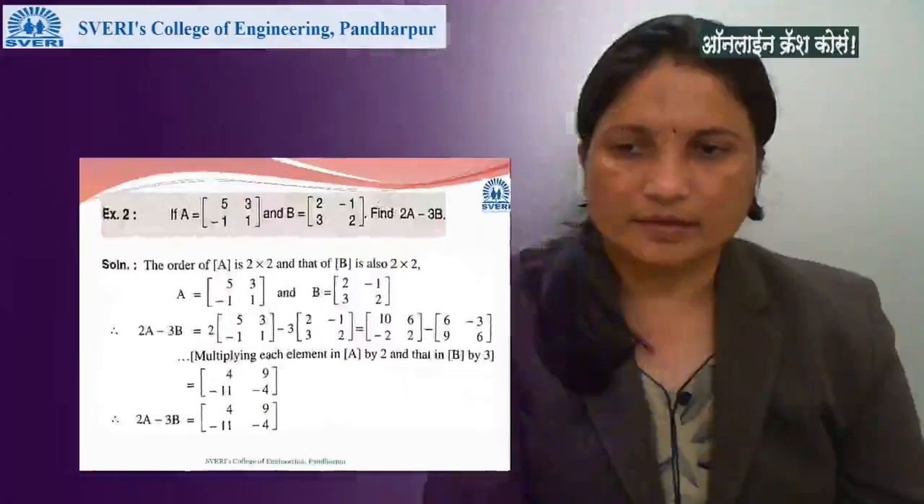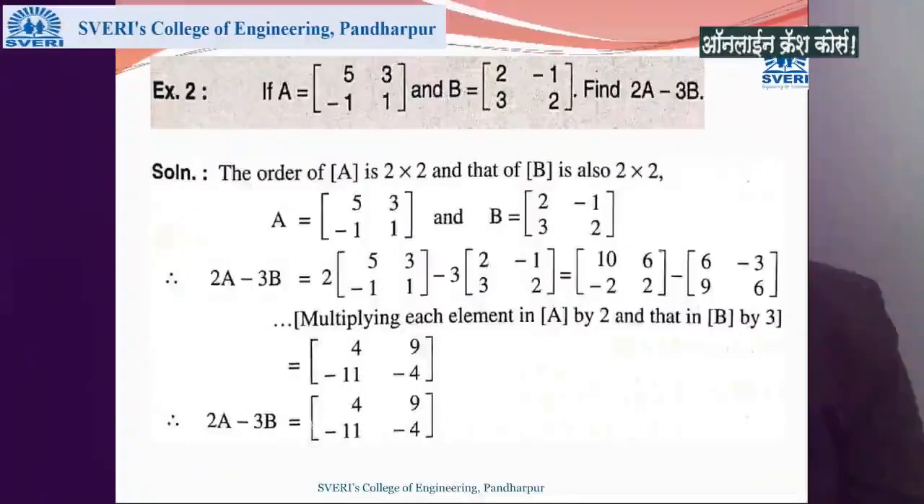So we get 2A minus 3B, which is equal to 4, 9, minus 11, minus 4. How did we get this? By multiplying matrix A by 2 and matrix B by 3. So here 10 minus 6 is 4, 3 minus minus 3 becomes plus, that is 9. Then minus 2 minus 9, 2 minus 6. So it is minus 11, minus 4.